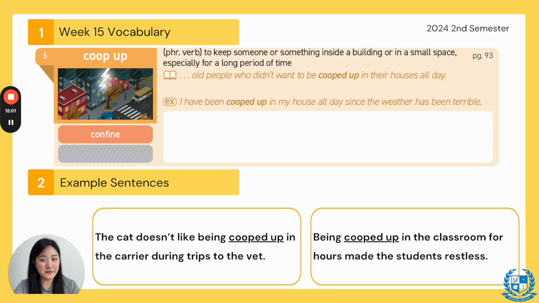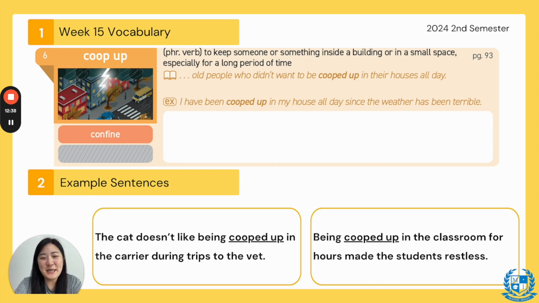Yes, when it is super rainy and cold and windy, we may not go outside and we may be a bit cooped up inside in our houses since we can't leave. Let's look here. It says, the cat doesn't like being cooped up in the carrier during trips to the vet. Let me compare this to my cat again. Yes, Tuna hates being cooped up in her carrier. Whenever I used to take her to the vet and we had to put her in the carrier, because it's like so small, right? She hates being cooped up there. She would go, meow, and she would always make meow noises.